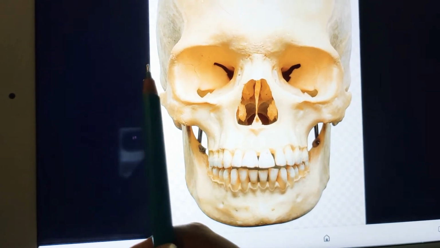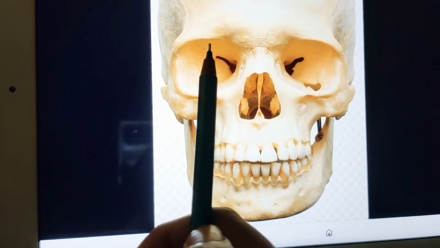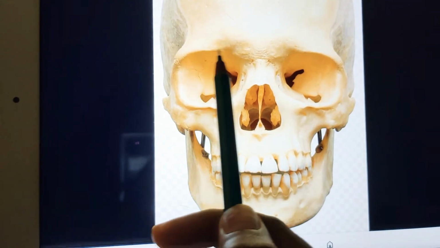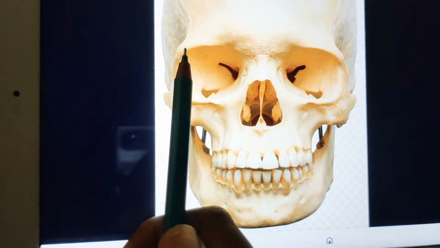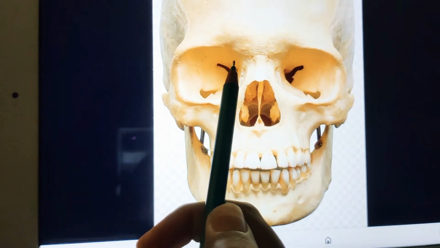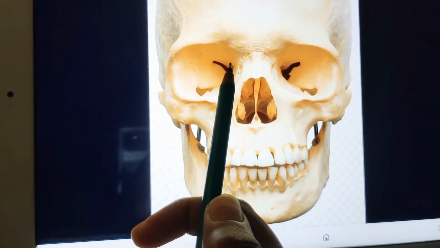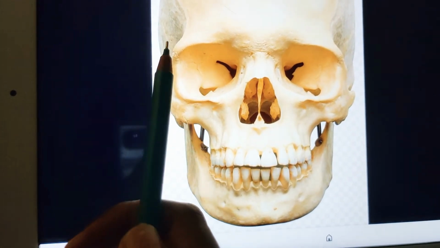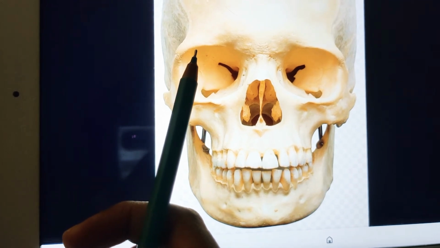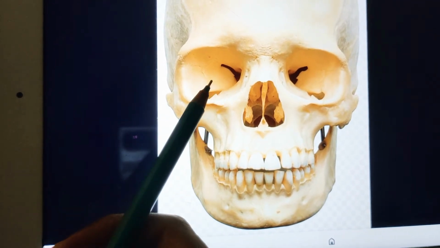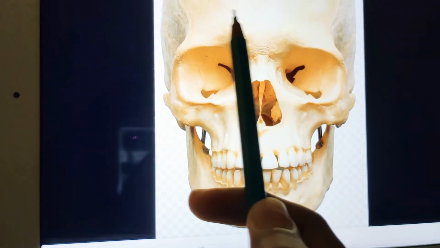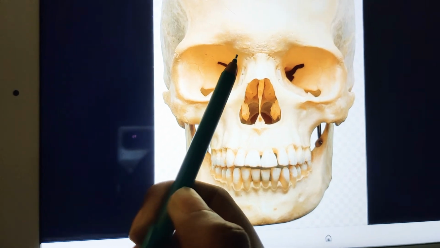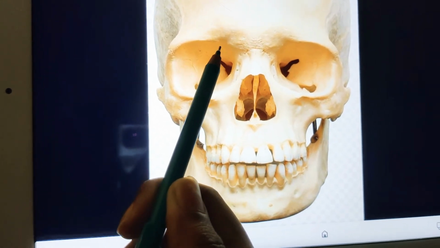Now let us discuss the roof of the bony socket. If you see the roof, it is concave from side to side and it is formed mainly by the orbital plate of the frontal bone. It is completed posteriorly by, you can see, the lesser wing of the sphenoid. Now coming to the relations of this roof, it separates the orbit from the anterior cranial fossa. The frontal air sinus may extend into the anteromedial part, over here.